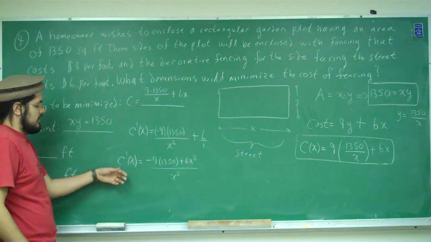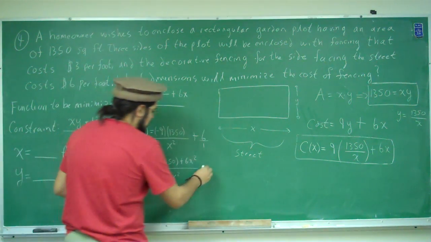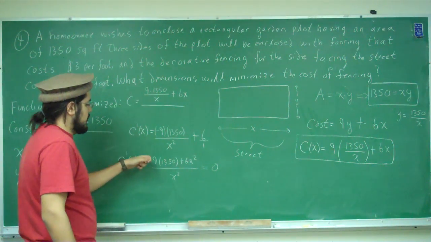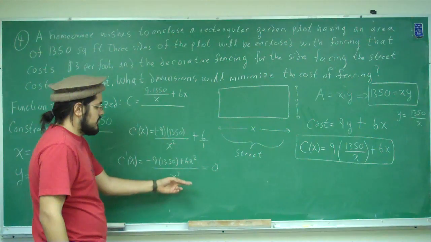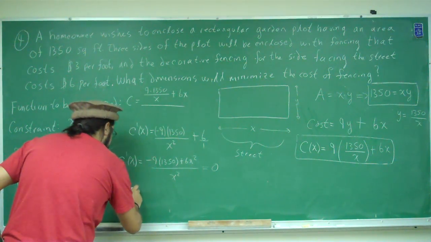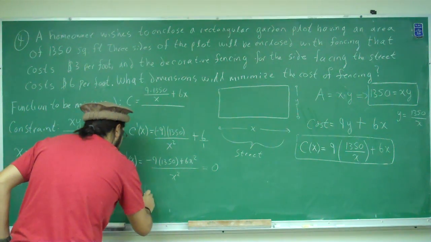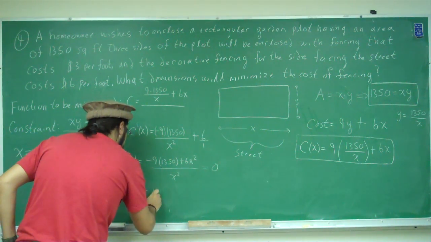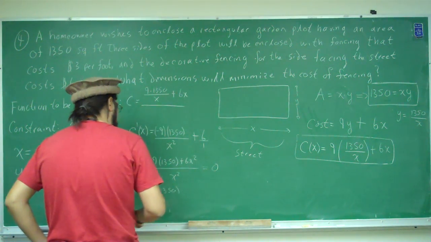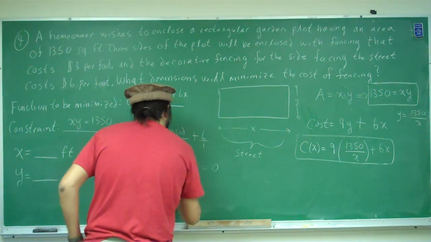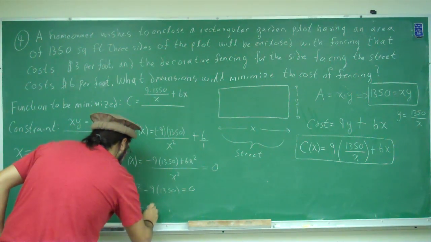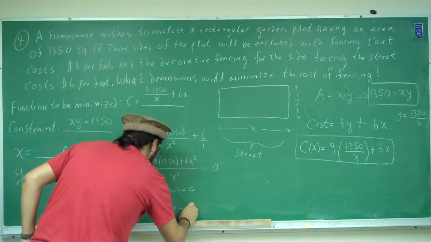Alright, so in order to find the so-called critical points, we need to equate this to 0. We need to find when this rational expression is equal to 0 and when it's undefined. So, when we do that, we obtain 6x squared minus 9 times 1350 equal to 0. And we get that x squared is equal to 0. Let's write that here. X squared is equal to 0. So this implies that x is equal to 0.